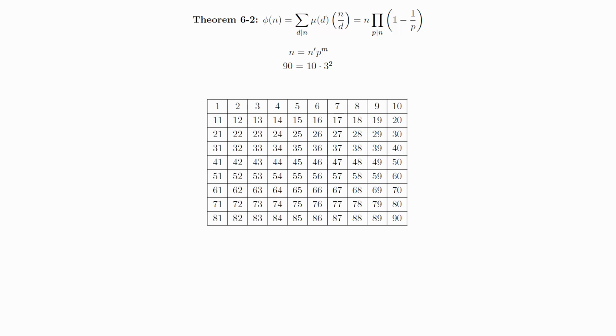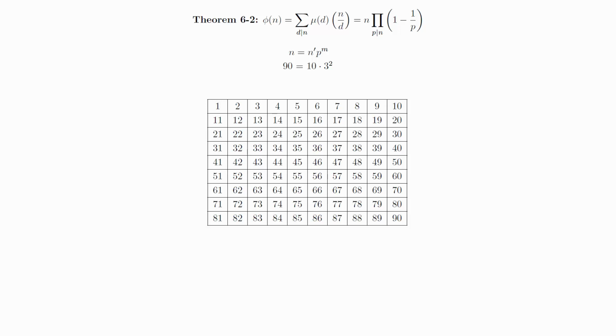Just as before, we're going to write the numbers from 1 to 90 and put it into a grid. Except instead of making rows of length p, we're going to make rows of length n prime, which is 10. This means that we will have p to the m rows, which is 9 in this example. Notice that all the columns contain values that are congruent to each other modulo 10, so that if one of them is relatively prime to 10, all of them are.